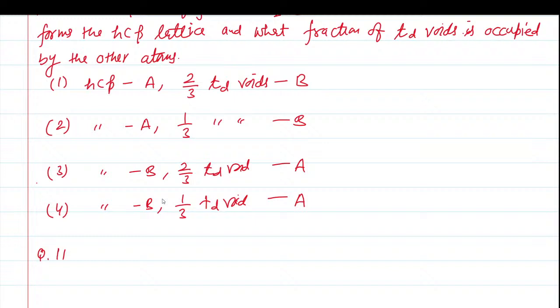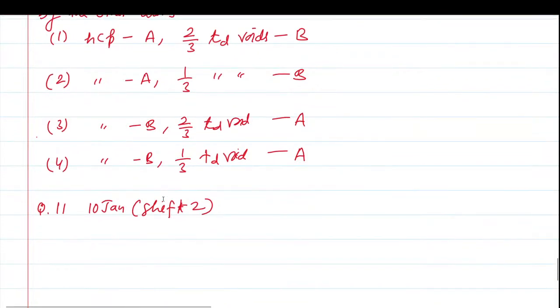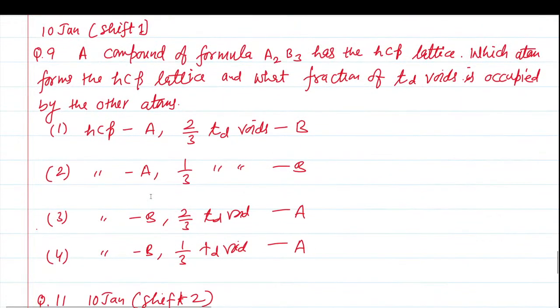Next question. I will write the next question. You will do it. Same 10th Jan, second shift. We noted down the question. Compound of formula A2B3 has HCP lattice. Which atom forms the HCP lattice and what fraction of tetrahedral voids is occupied by the other atom? So which option is correct?